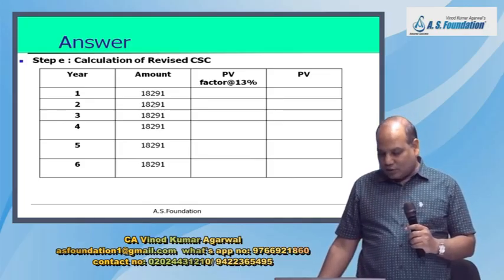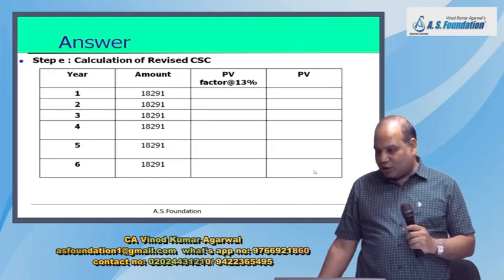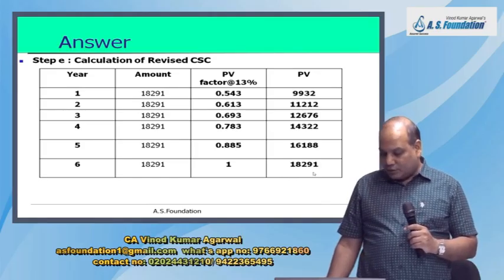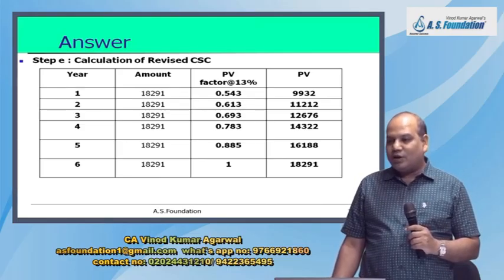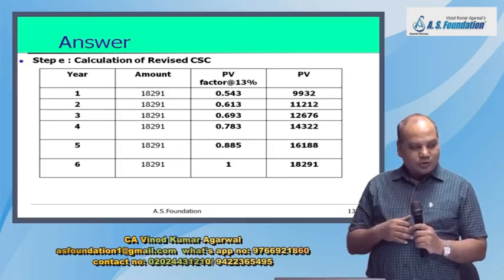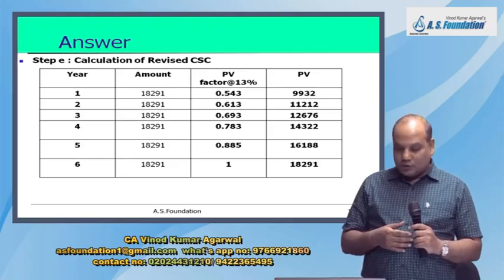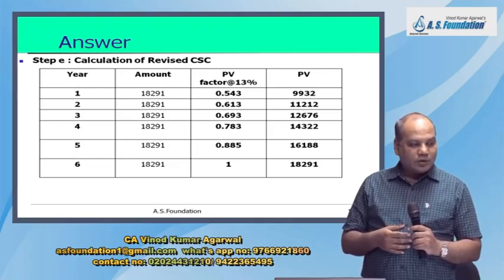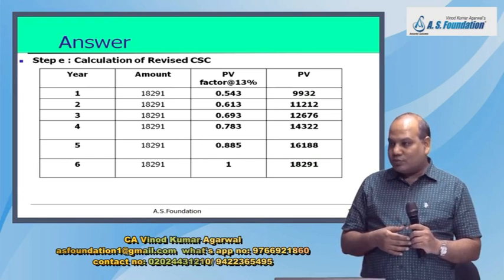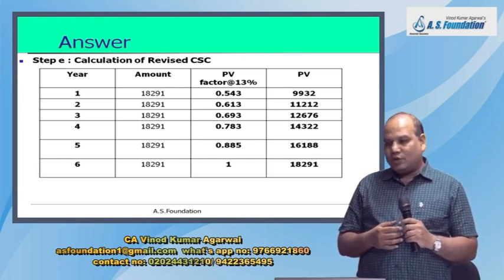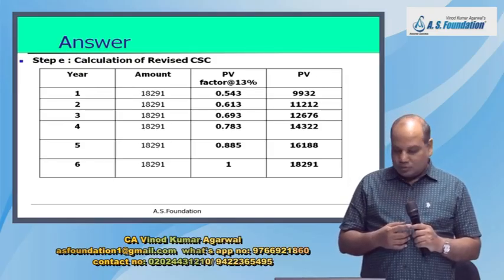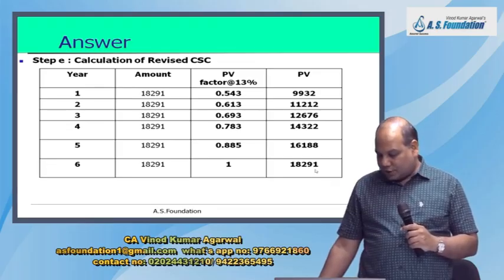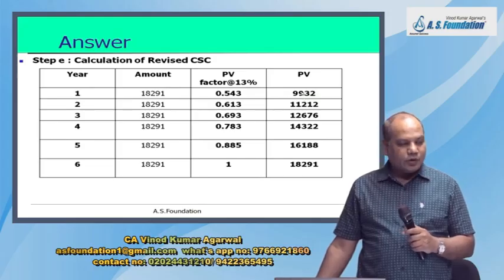So start, shortcut. First you type 18291 in the 6th year. Divide by 1.13 equal to 16188. Again equal to 14322. Again equal to 12676. Again equal to 11212. Again equal to 9932. Okay. Start in reverse order. Type this number, divide by 1.13 equal to, if you press, you will start getting this number. Difference of 1 rupee, 2 rupees, okay.